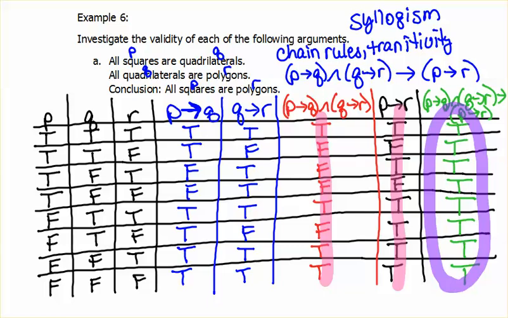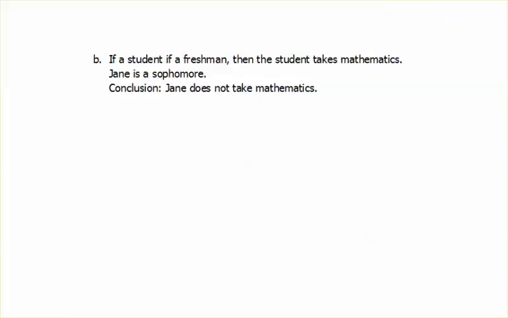Now for our next one, we're not going to do all of this, but I am going to show you just for a second why this statement is the way it is. This statement says, if a student is a freshman, then the student takes mathematics. Jane is a sophomore. So the conclusion is Jane does not take mathematics. Well, this is not valid.